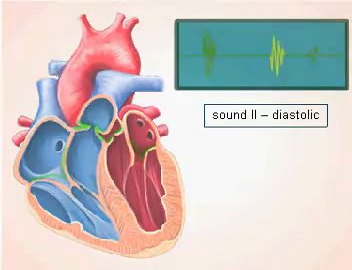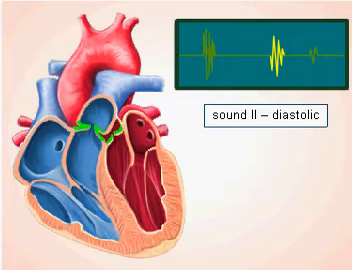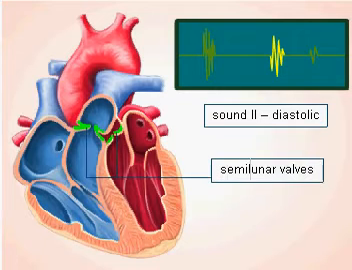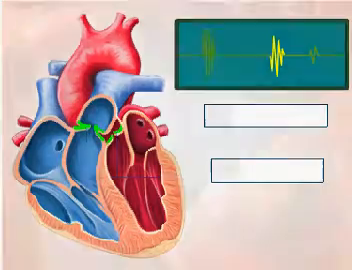The second sound is higher, louder, and shorter. It is caused by the closing of the semilunar valves. The second sound is sometimes called the diastolic sound, because it accompanies ventricular diastole.